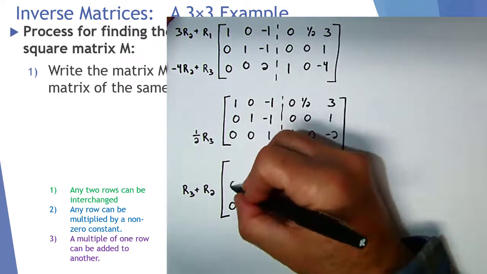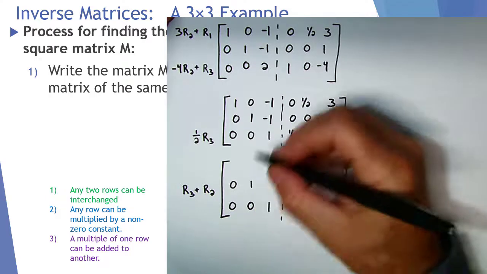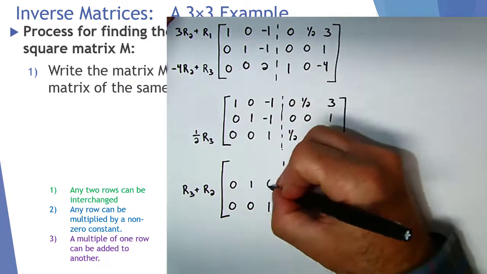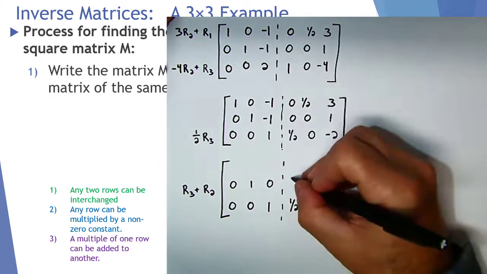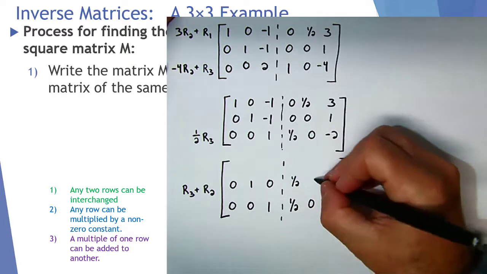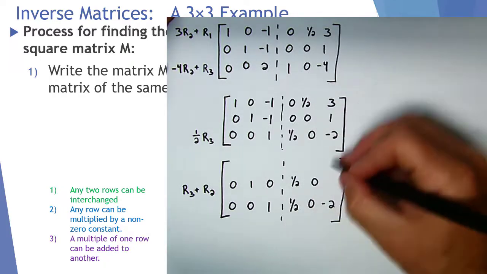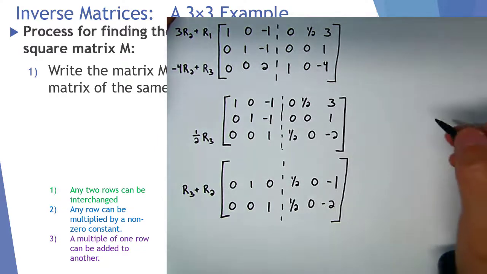0 plus 0, 0. 0 plus 1 is 1. 1 plus -1, that's 0. 1 half plus 0 is 1 half. 0 plus 0, negative 2 plus 1 is negative 1.